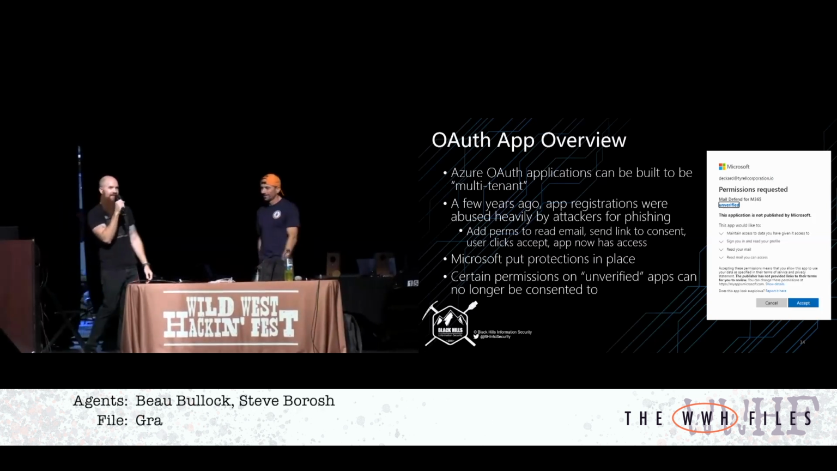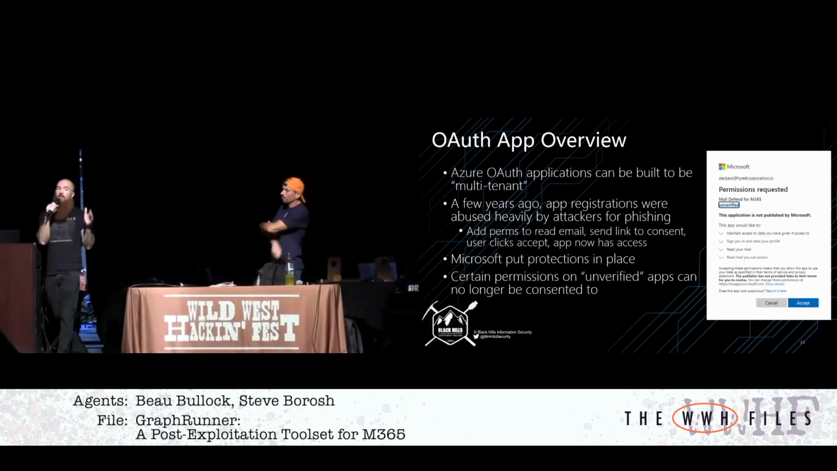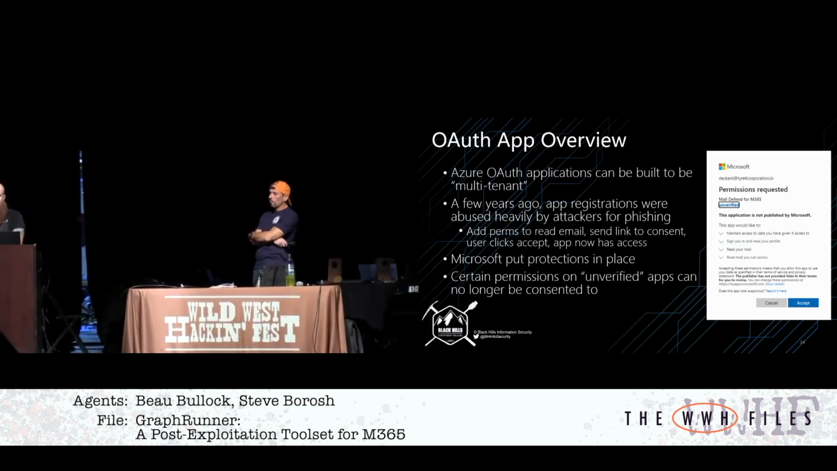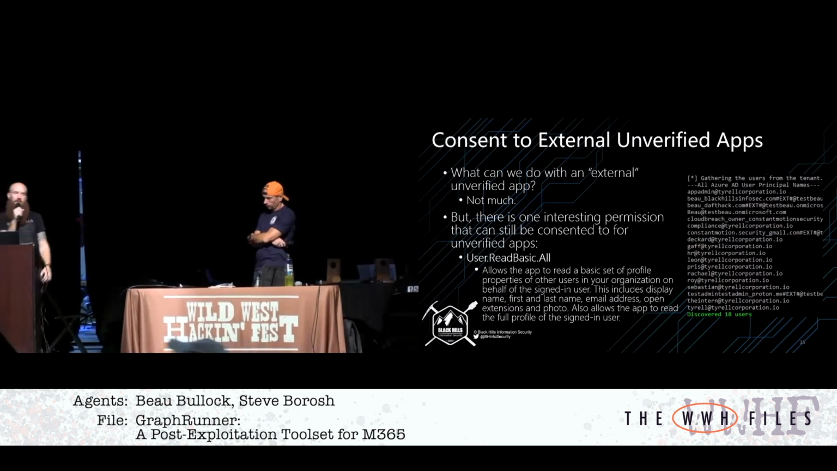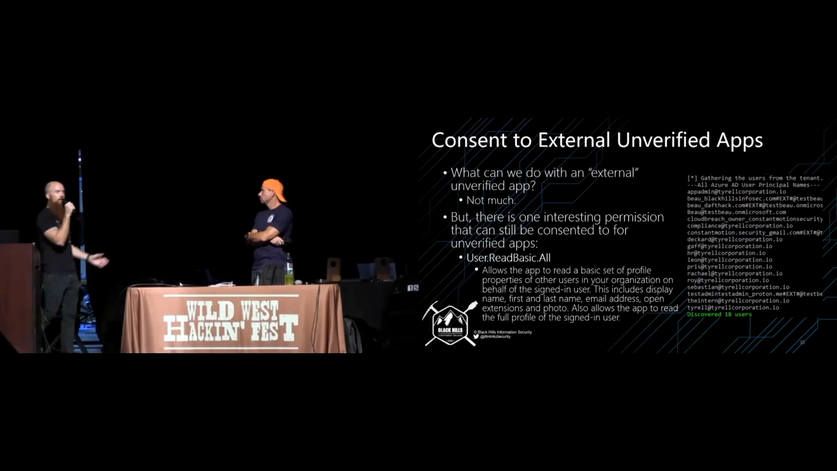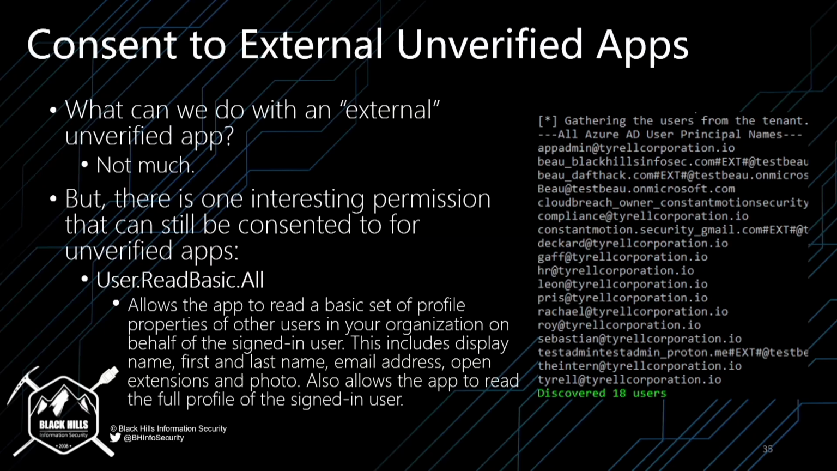it. Yeah, Microsoft decided to kind of cut that off, so unverified applications can't really do that anymore from an external context. There is still one interesting permission you can do from an unverified app, and that's user.readbasic.all. So with an unverified app, you still can phish with an illicit consent grant attack using user.readbasic.all, which is not too much, but it does give you the directory.